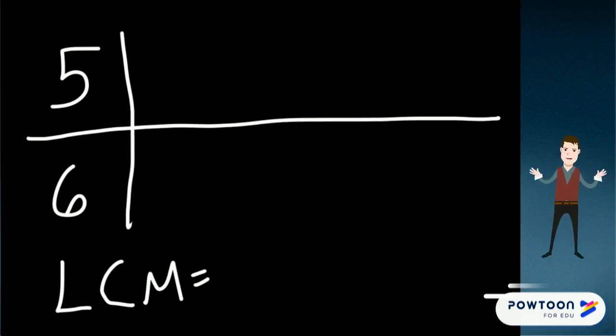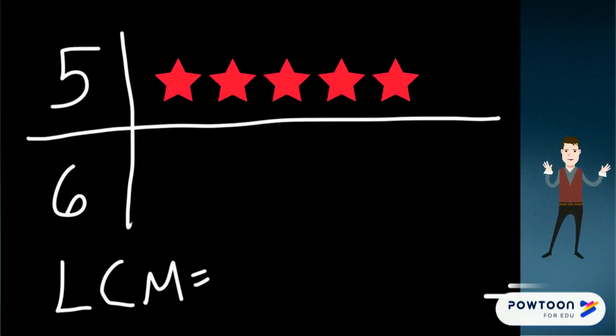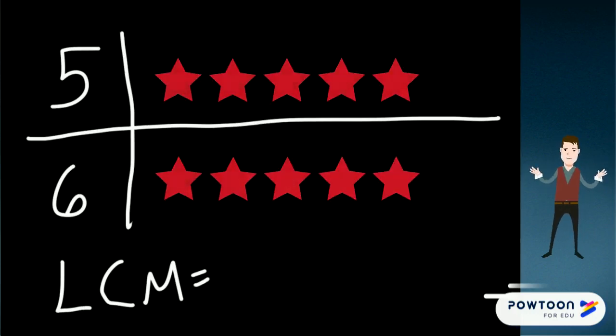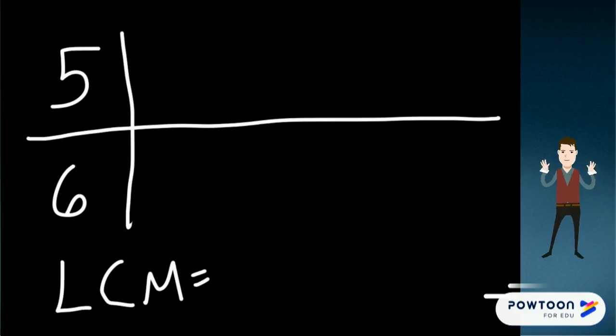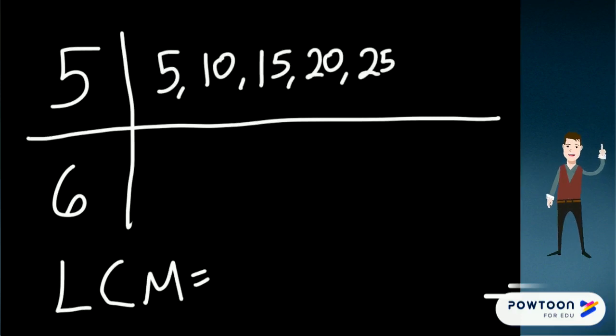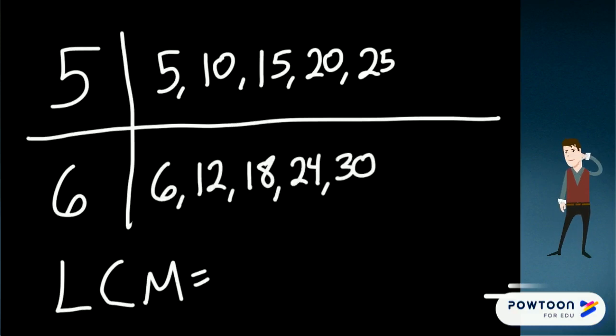I like to write the first 5 multiples of a number when I do these types of problems. Sometimes we will need to write more though. The first 5 multiples of 5 are 5, 10, 15, 20, and 25. Now we do the same thing for 6. The first 5 multiples of 6 are 6, 12, 18, 24, and 30.